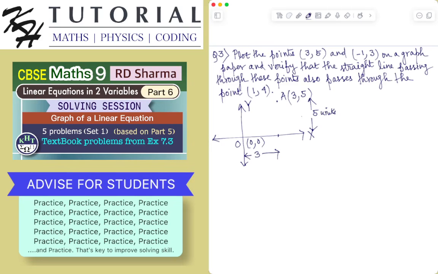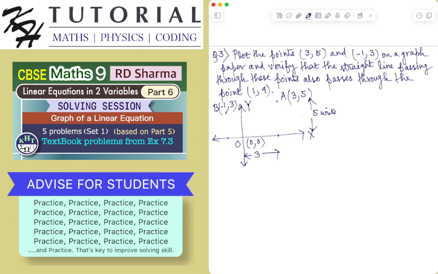Minus 1 comma 3. Minus 1 is negative. So first I will go 1 unit to the left of the origin. Let's say this, and then I will go 3 units. 3 is positive, the ordinate is 3. So that means I will go 3 units above the x-axis. Let's say this is 3. So this is the point B, which is (-1, 3).